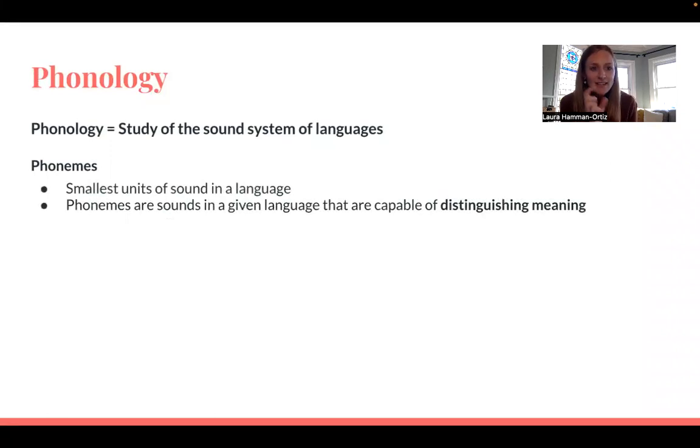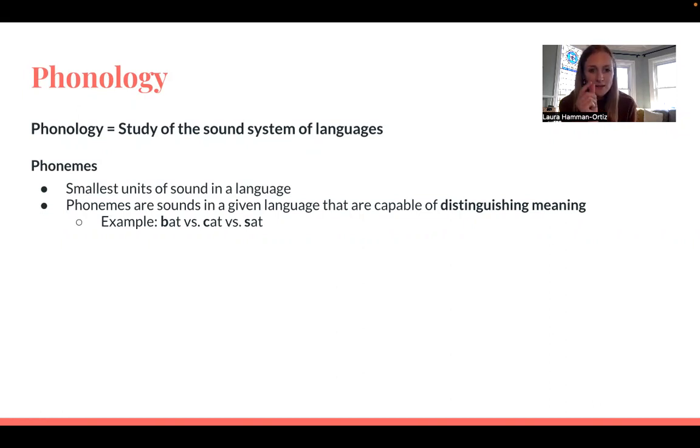And importantly, they're sounds that are capable of distinguishing meaning. So for example, the word bat has three phonemes: b, a, t. The word cat also has three phonemes: k, a, t, as does sat: s, a, t. But you can see here that one phoneme in each of those words has changed, from b to k to s, and that changes the meaning of the word.